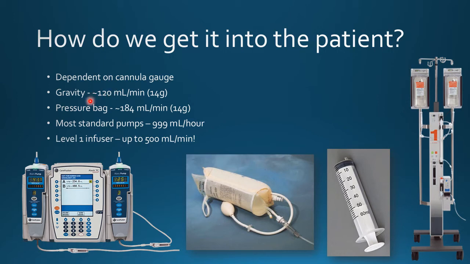So that's pretty quick, right? How long would it take me to get a liter of fluids into a patient? Less than 10 minutes or so, right? So within 10 minutes, you can probably get a liter into that patient. If I have 2 lines going at the same time, I get 2 liters in within 10 minutes or so. That's a pretty quick way to get it in.